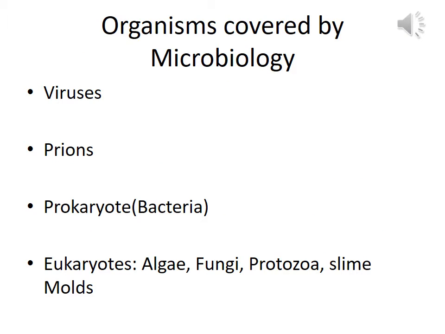The organisms covered by the subject are viruses, prions, prokaryotes or bacteria, and eukaryotes like algae, focusing on dinoflagellates or red tide blooms which produce neurotoxins, fungi, a lot of them, protozoa, which is given in parasitology, and slime molds.